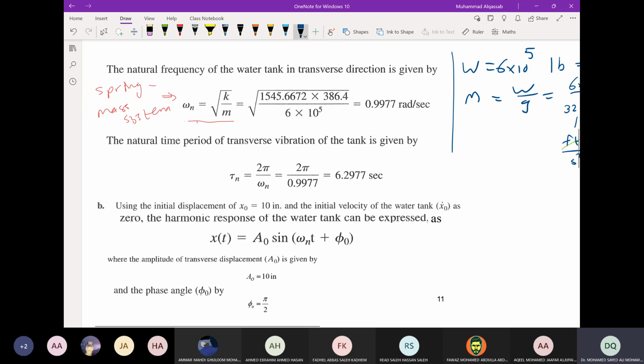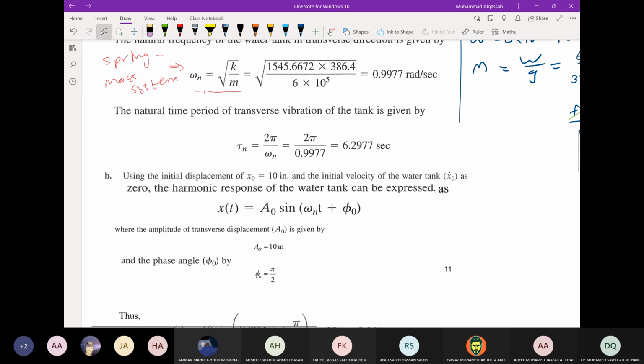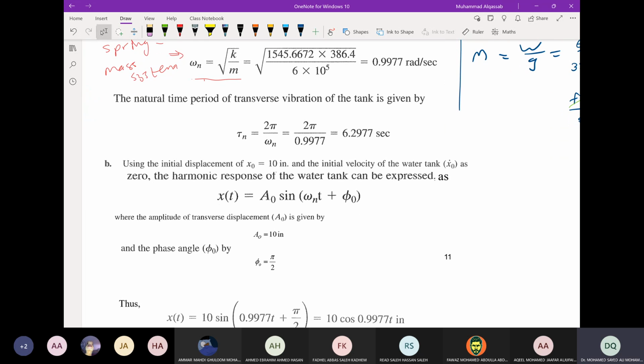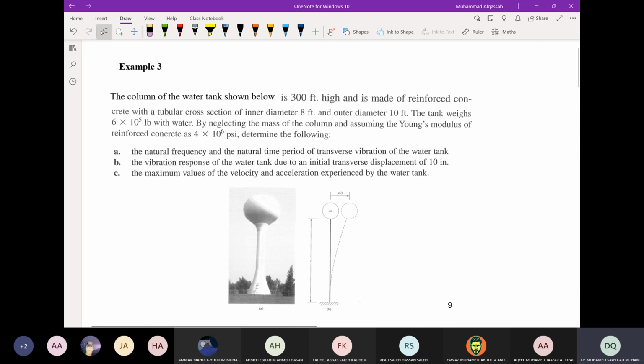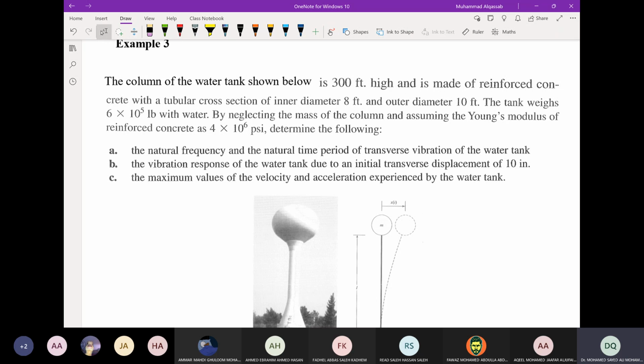The second part is to find the response. Okay, so part B is to find the response if the initial condition is given. So let me just read the question for part B. Determine the vibration response of the water tank. The vibration response means X for all time. Okay, that is the vibration response.